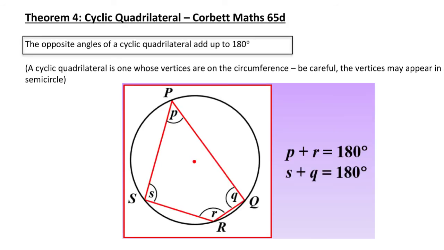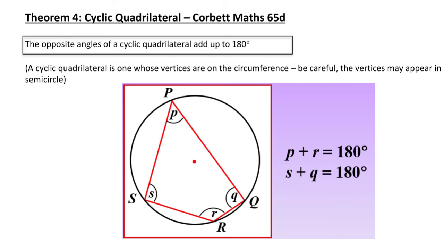Theorem 4, and the last of the circle theorems to do with angles within the circle. The opposite angles of a cyclic quadrilateral add up to 180 degrees. And a cyclic quadrilateral is any quadrilateral that's contained within a circle where all 4 vertices lie on the circumference.